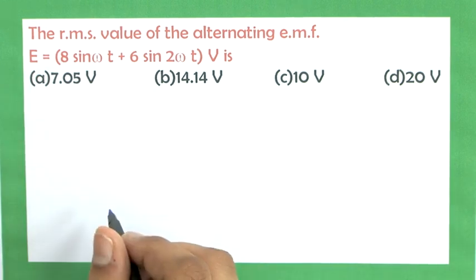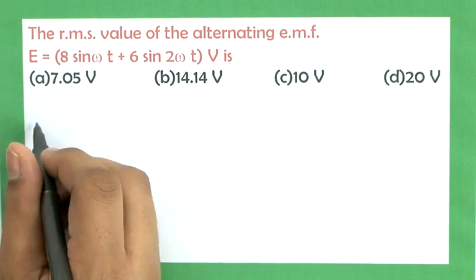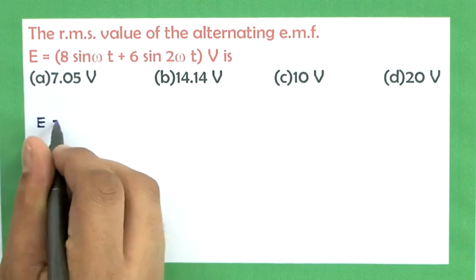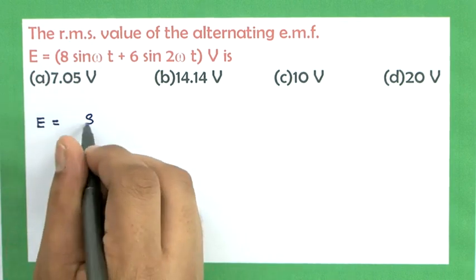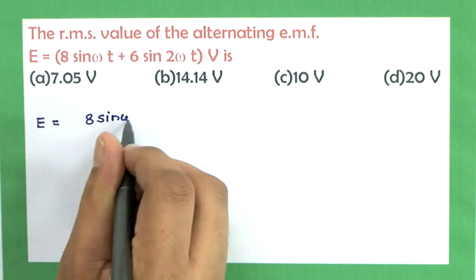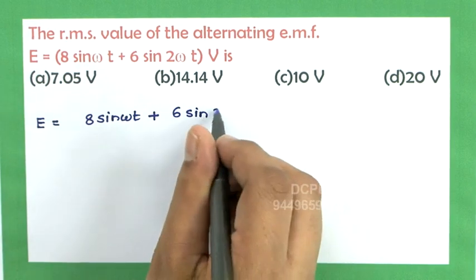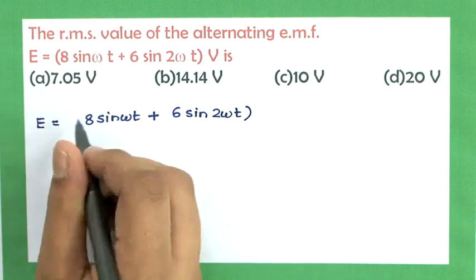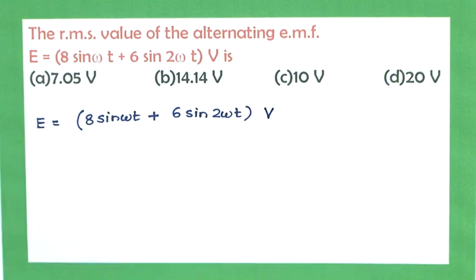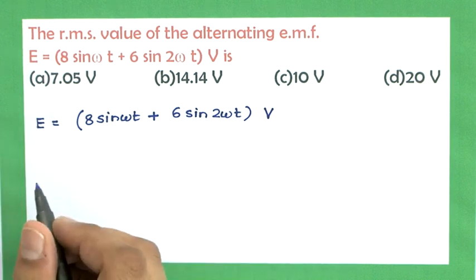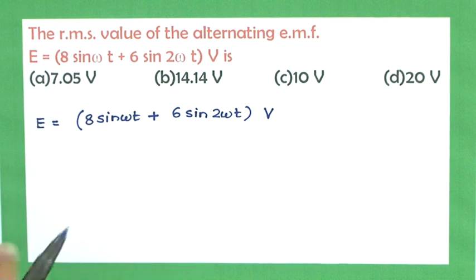One of the ways is going to be, so we are given the voltage which is E = 8 sin ωt + 6 sin 2ωt. One of the ways is using trigonometry, another way is using calculus. Let me tell you both the ideas and then we are going to solve using a simple shortcut.